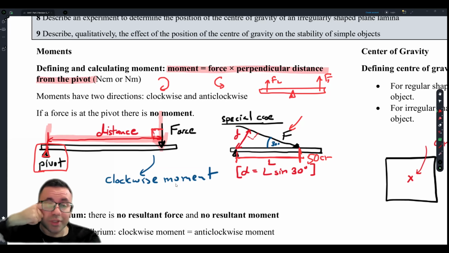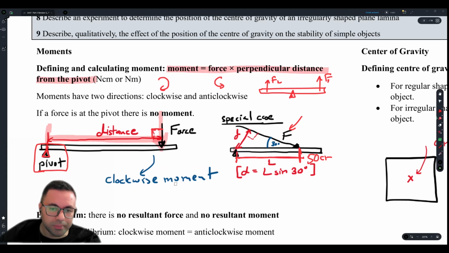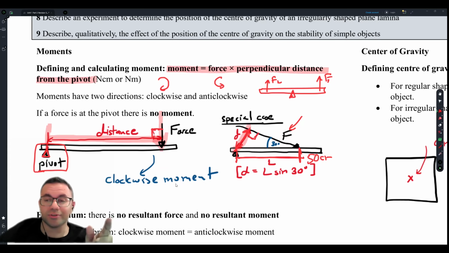So what do you do? You need to find the distance that is perpendicular to the force. So you draw a line from the pivot to the force, and that line needs to be at 90 degrees. This is a very rare scenario. It's only ever happened once in exams. But who knows? You know your luck. Yeah. But wait, how do I get this? You said draw the line. Okay, I've drawn the line. How do I get this length?